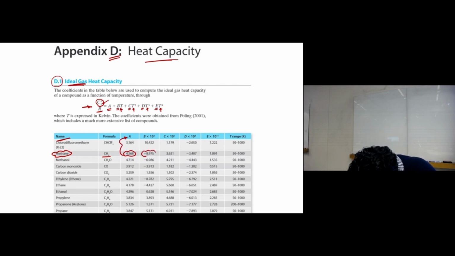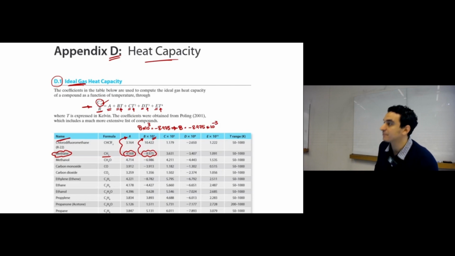So this will be the value of A. And this one here is not B, this is B times 10 to the power 3. So here we have B times 10 to the power 3 equal negative 8.975. So this means that B is negative 8.975 times 10 to the power negative 3.